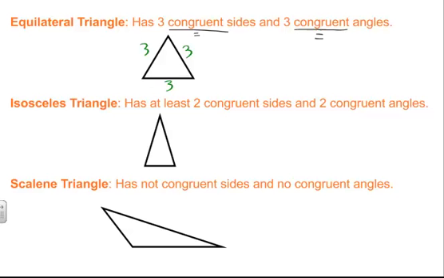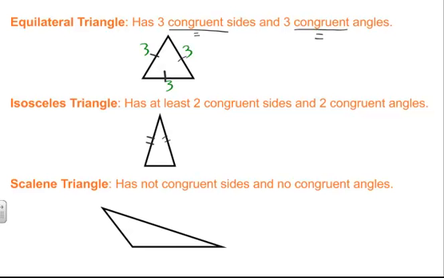Okay? And an isosceles triangle has at least 2 congruent sides and 2 congruent angles. So same kind of thing, except 2 of them. And if you notice, these 2 are the same, and this one is different. And the way we show that is by using little hash marks, okay? Like that. That says that those are equal. Just like up here, we could do that and say those 2 are congruent.